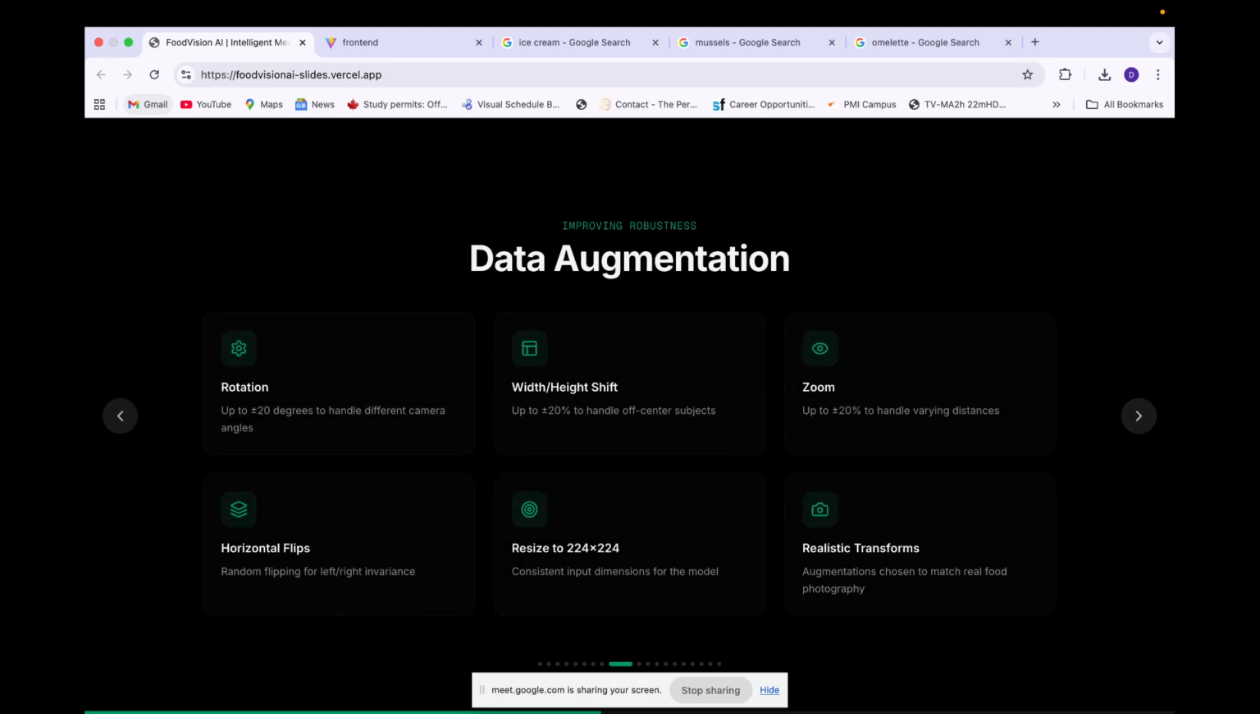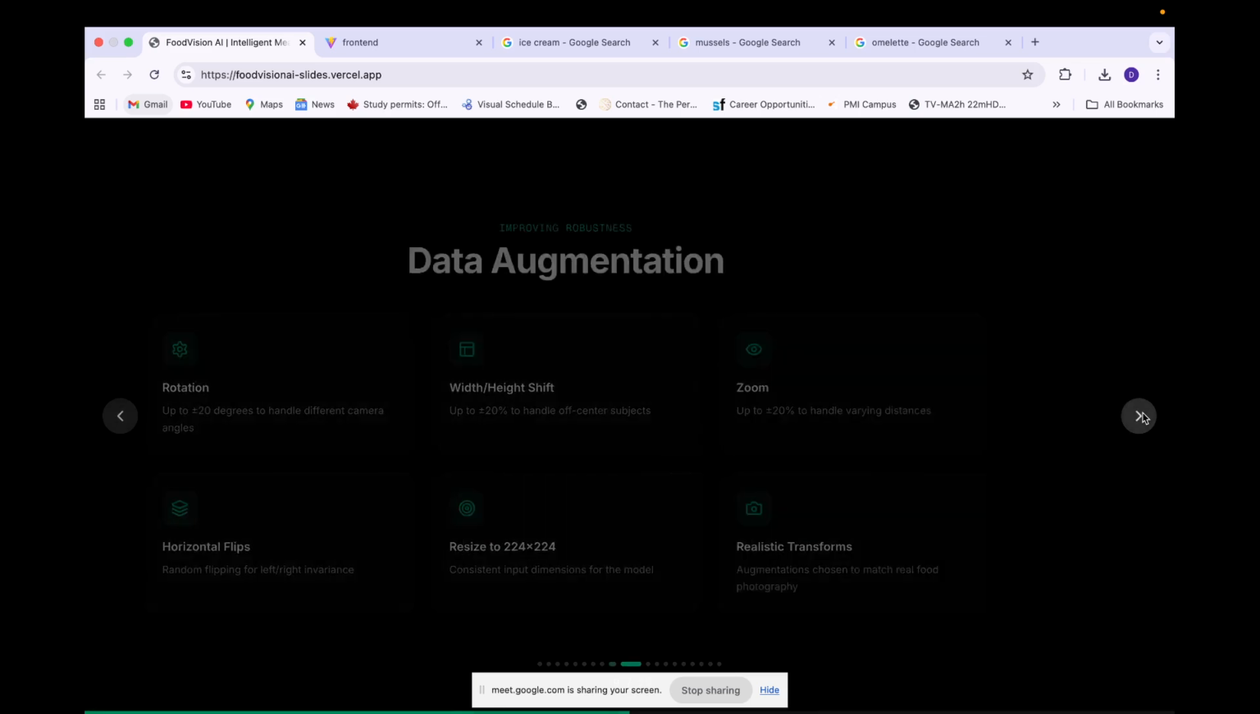Coming to data augmentation, it's a method to train the model more effectively. We do rotations so that even if the image is presented in a different way, the model is able to recognize what it is. It's just a method to increase robustness. So we rotate, we shift the width, we zoom in, we flip the images, we resize the same images to train the model to be more robust.